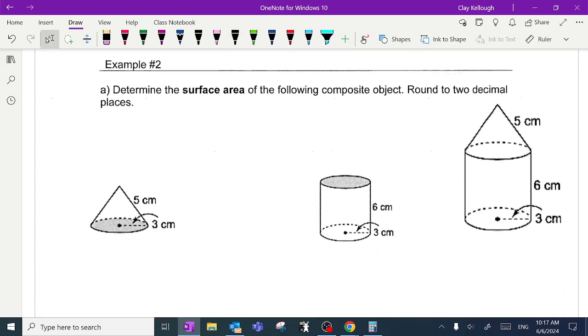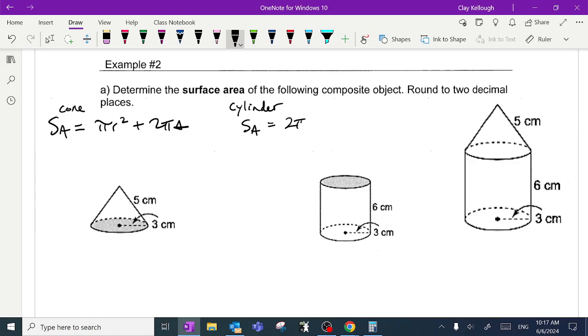Well, remember that the formula for a cone surface area is pi r squared plus pi r s. And they give you the s, that's the 5. And remember that the surface area for the cone, and the surface area for the cylinder is 2 pi r squared plus 2 pi r h. But what am I going to lose in area when I glue these two things together? I'm going to lose 2 circles.